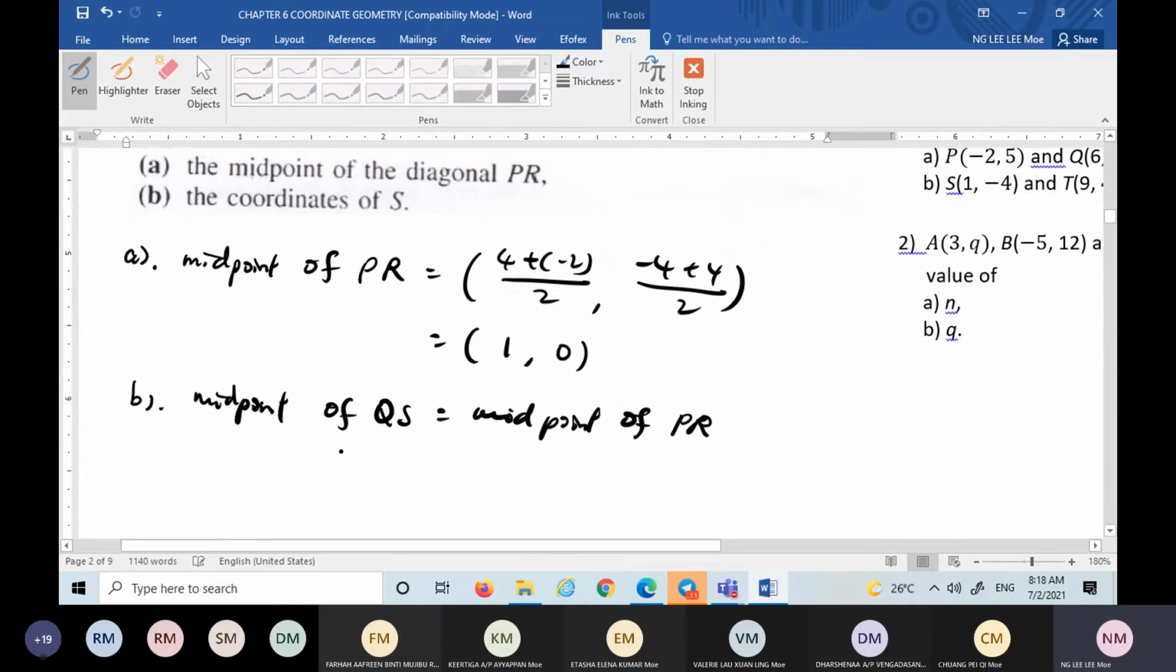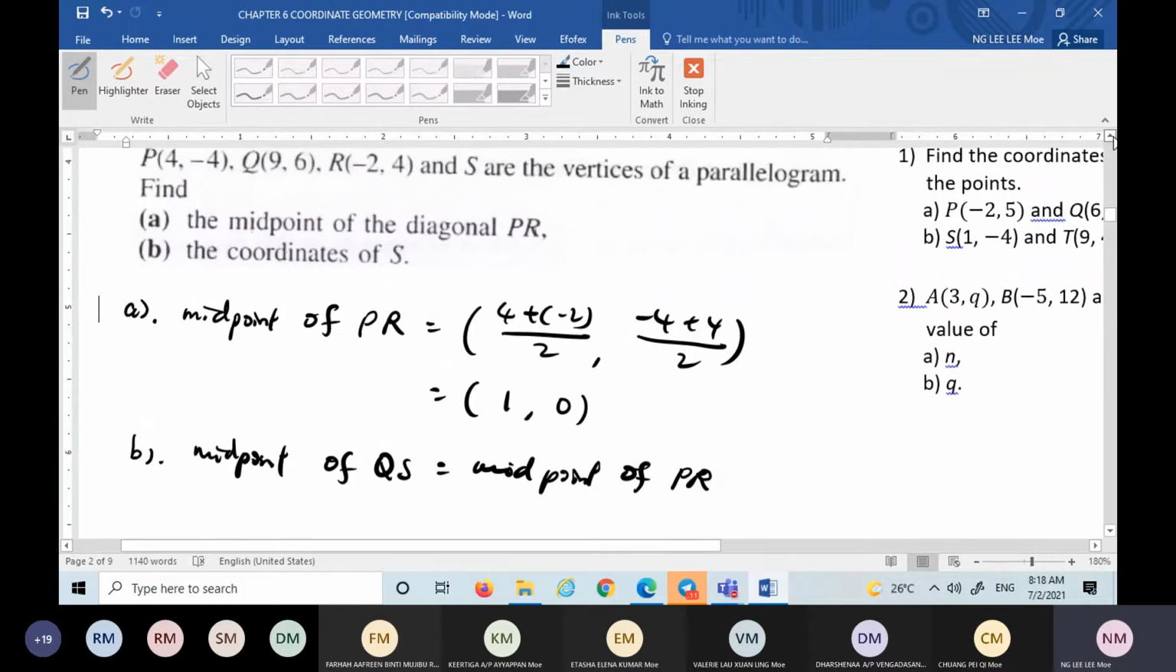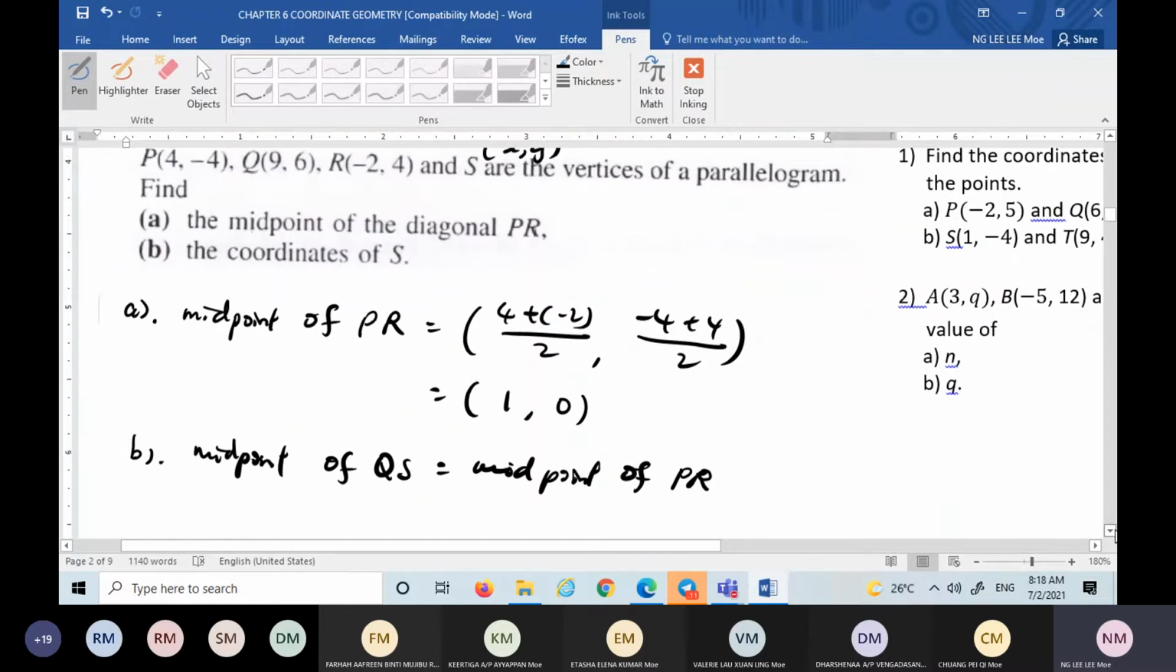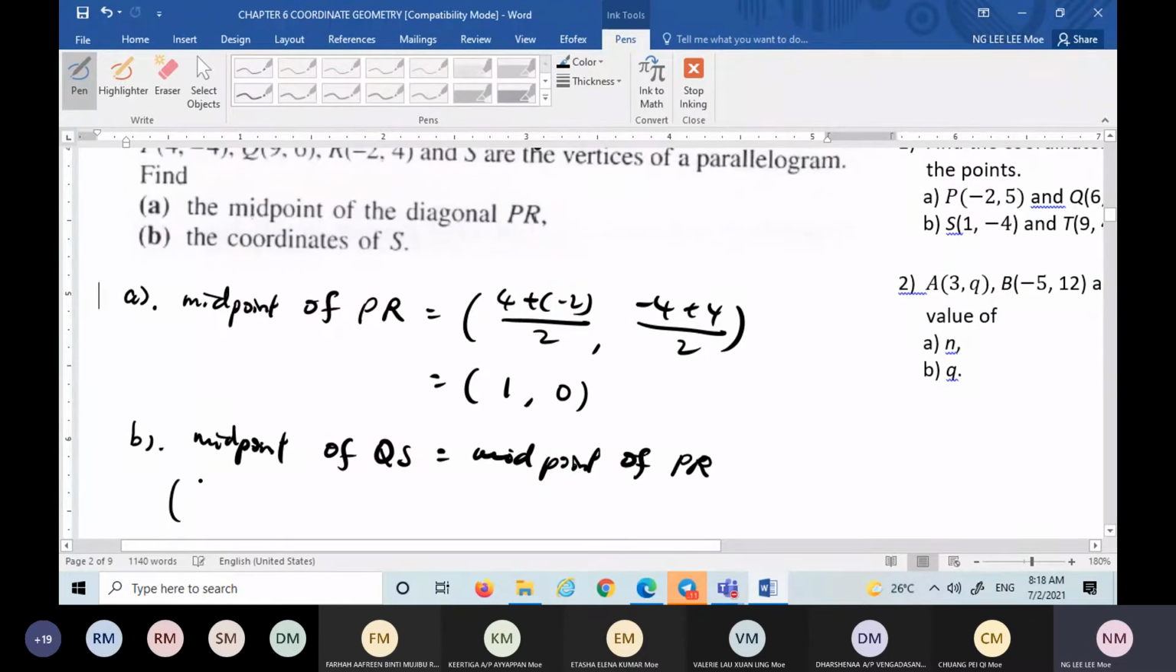Okay, PR. Midpoint of QS. You can let S be (x, y). Then midpoint of QS, Q is (9, 6). So you write it out: (9 plus x) divided by 2, then (6 plus y) divided by 2, equals the midpoint of PR. PR is (1, 0). This is the answer from part A.